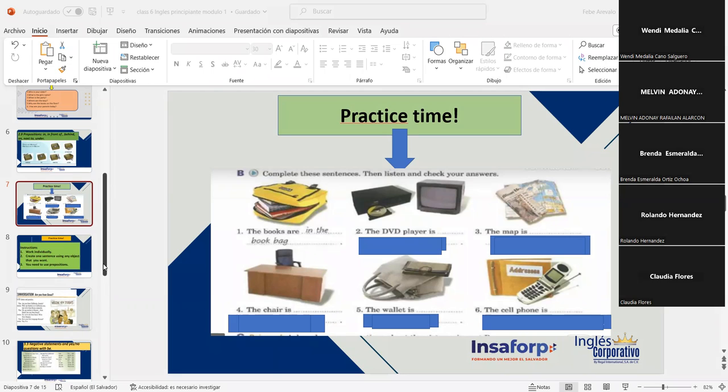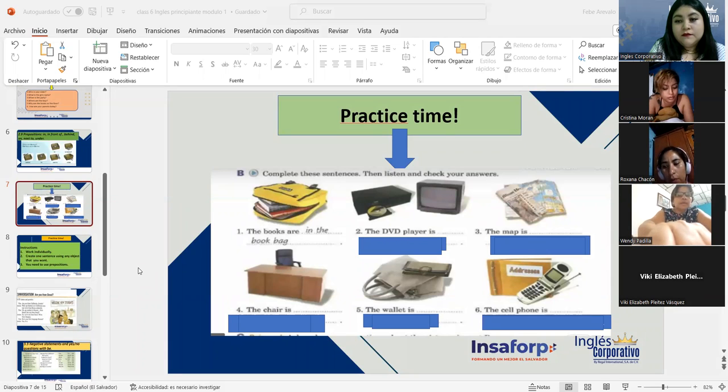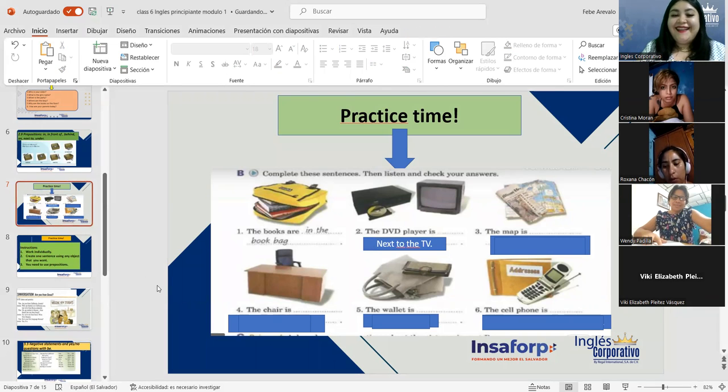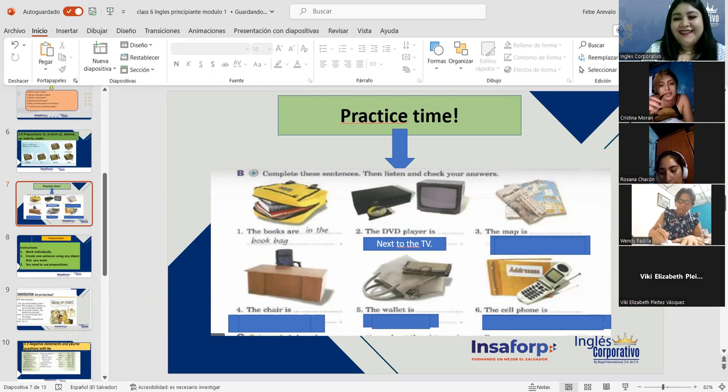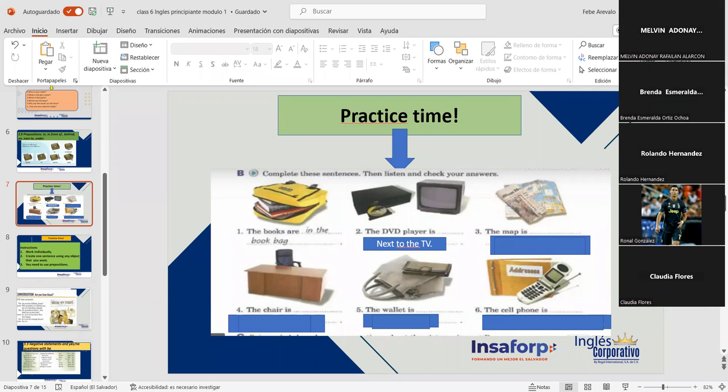All right, let's get started. Let's see. Wendy Padilla, what do you have for number two? The DVD player is next to the TV. Let's check. Yes. Bravo. Yes, it's next to. Ah, no, it says it's correct. Next to the TV. Okay. Ronald Gonzalez, what do you have for number three?